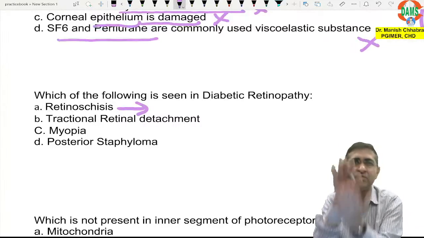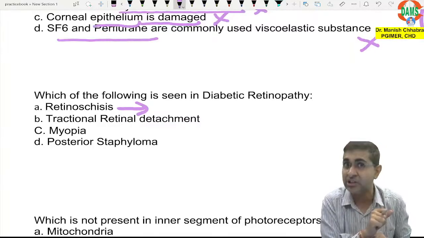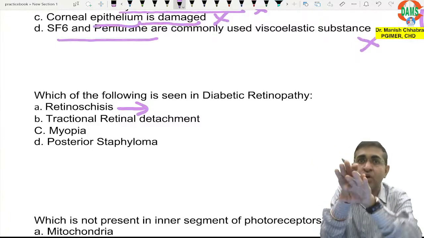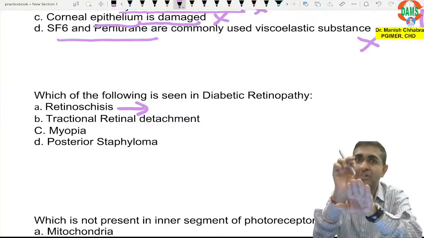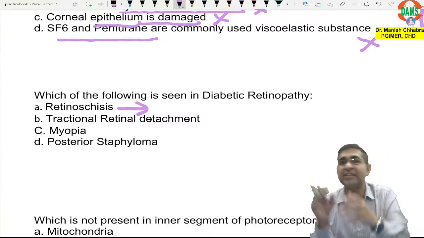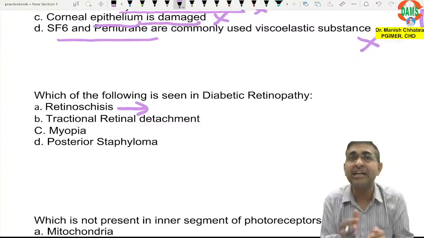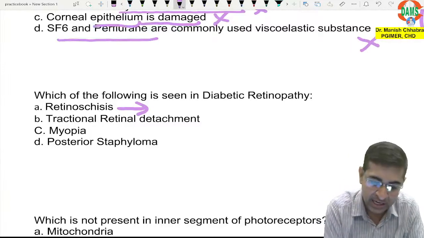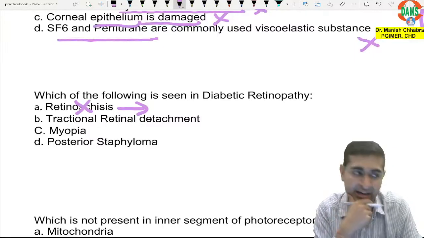So the inner 9 layers, which are collectively known as the neurosensory layer, if they get detached from the retinal pigment epithelium, that is retinal detachment. But if there is separation of the inner 3 layers from the 6 layers, that is retinoschisis. Inner 5 layers from the 4 layers. So it is like this. If there is intra-neurosensory layer detachment, you call it retinoschisis. I hope now it is understandable. Of course it has nothing to do specifically with diabetic retinopathy. So this is not the correct option.